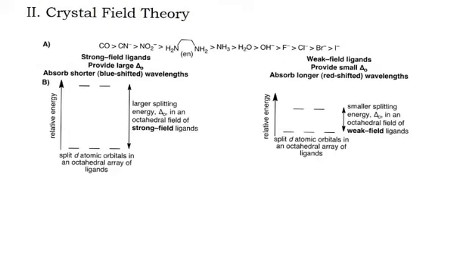Some ligands, like carbon monoxide here and cyanide, are what we call strong field ligands. They tend to produce large crystal field splitting energies, and so those correspond to the blue end of the visible spectrum, and those are the short wavelengths. Other ligands down here at this end are what we call weak field ligands. They tend to produce a smaller crystal field splitting energy. A smaller energy would be in the red end of the visible spectrum, and those are longer wavelengths.